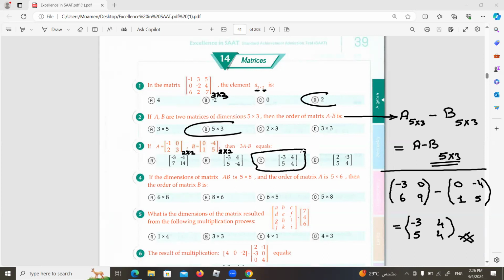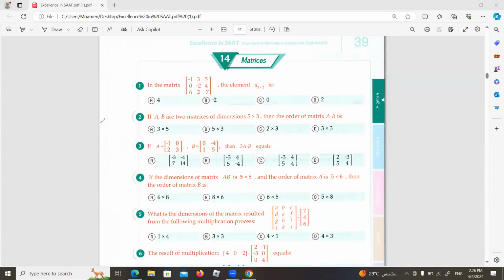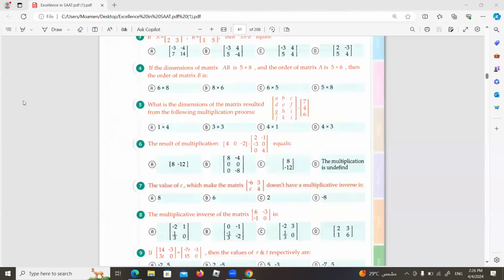Which is letter C. Okay, so if you have a problem like this, it's a very, very easy problem. Just multiply by the value of the constant, and then after that, add or subtract according to the requirement. We're going to the fourth problem.